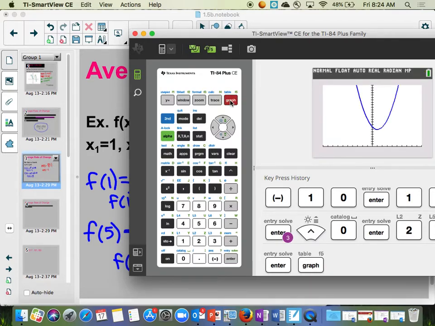Okay, so here is our parabola. We went from 1 to 5. So what we found is from x equals 1 to x equals 5, the average rate of change is 4. So we found the slope of that secant line. Okay, obviously we don't have slope on a parabola, but on average we have a change of 4 over 1.